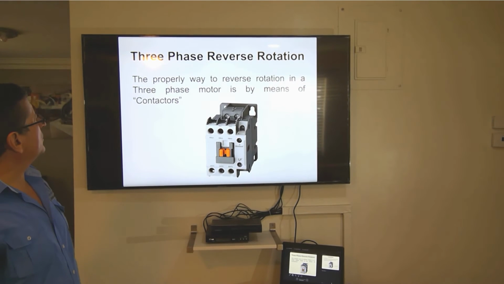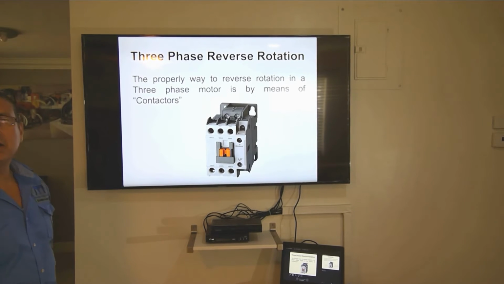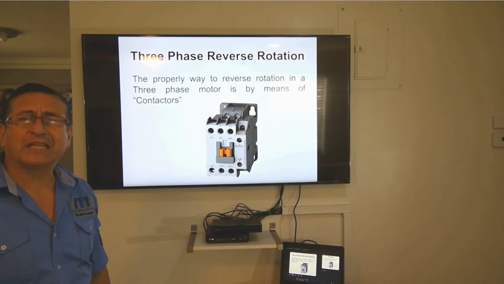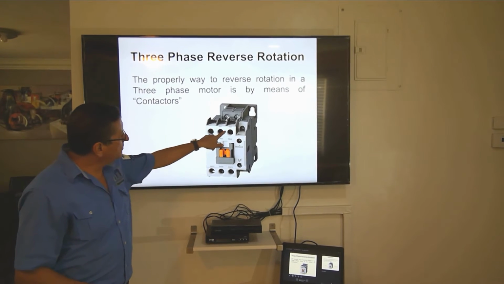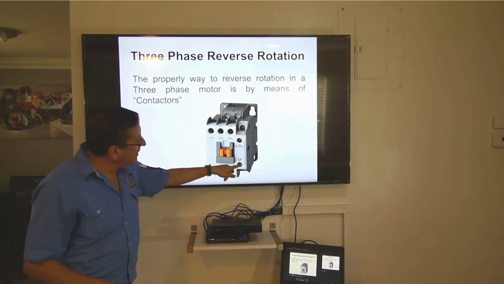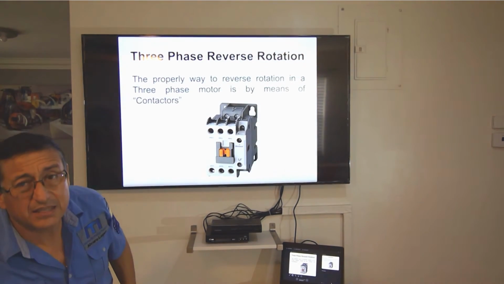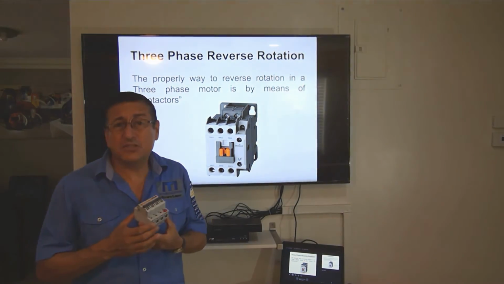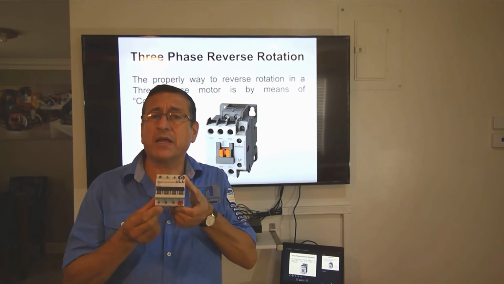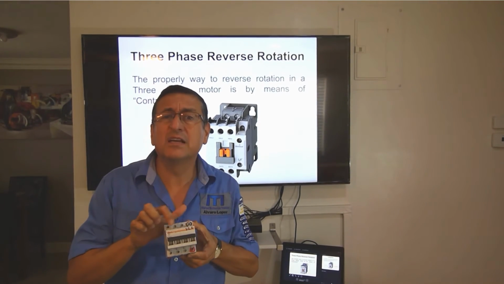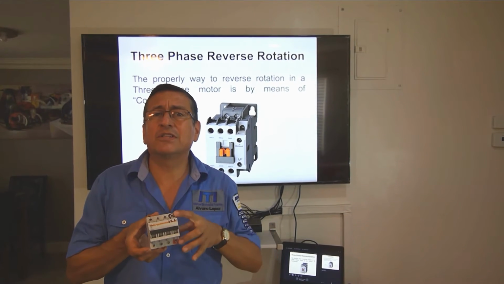3-phase reverse rotation. The proper way to reverse rotation in a 3-phase motor is by means of contactors. The contactor is basically a breaker, a 3-phase breaker, with a couple of inputs for the signal. The signal could be AC or DC. For example, this is not properly a contactor, but it's exactly the same. It's a 3-phase breaker with 2 inputs on the side for the signal.